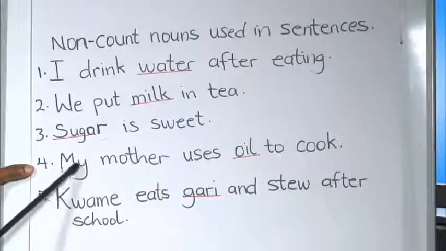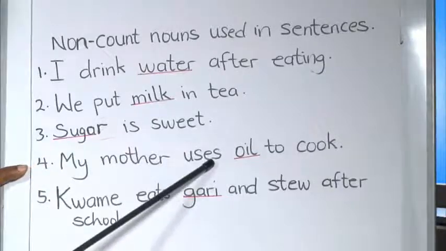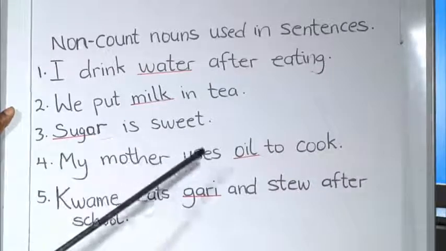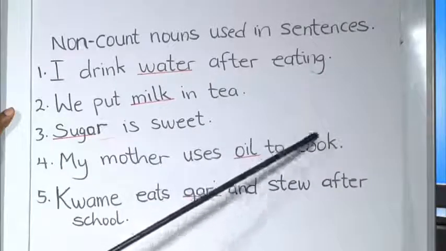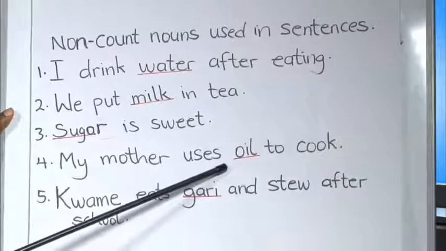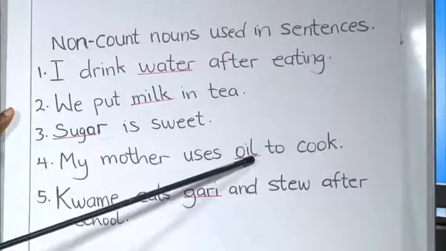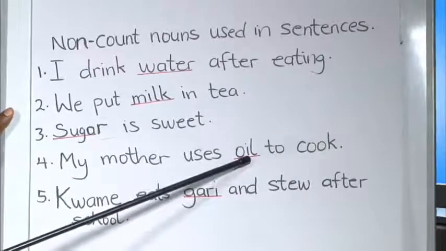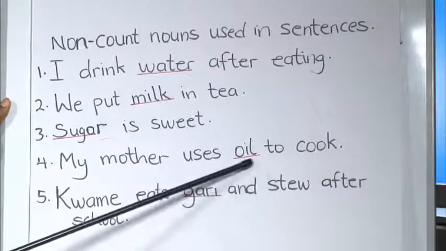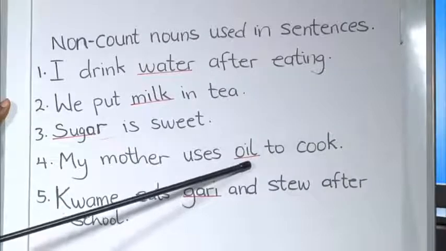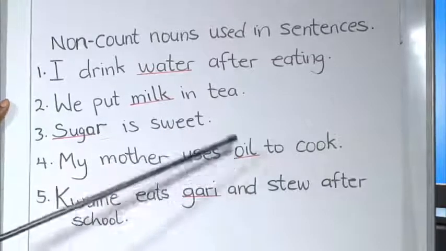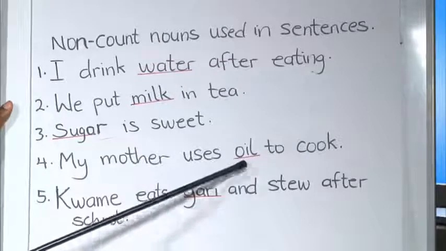Number 4, my mother uses oil to cook. Do we have uncountable noun here? Yes, we have oil. We just poured oil. We were not able to count the oil. So we have underlined oil as uncountable noun. Oil is uncountable. We cannot count it. Good.